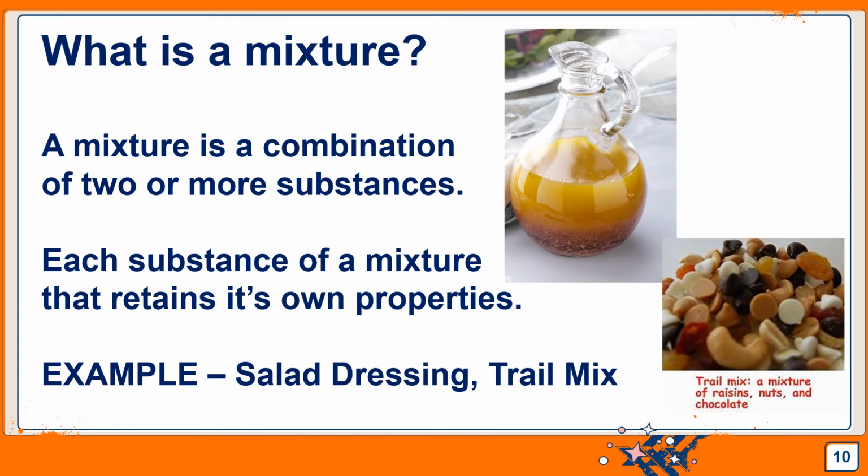What is a mixture? A mixture is a combination of 2 or more substances, such as salad dressing or trail mix. Each substance of a mixture retains its own properties, such as the oil and the item in the oil. The salt did not change. The oil did not change. Each of the items in the trail mix does not change. The raisins, the nuts, the chocolate, none of those items change. They all stay the same in the mixture. That is a mixture.